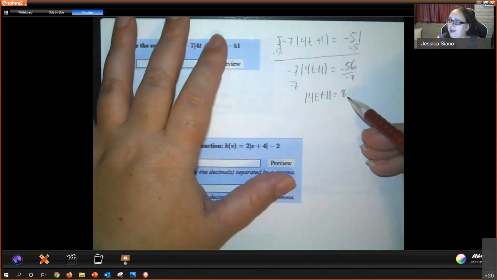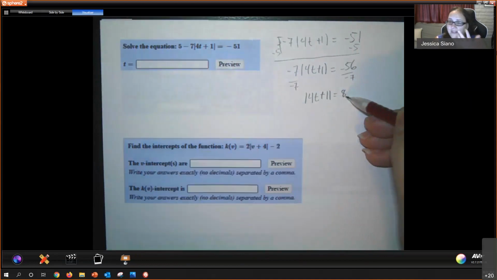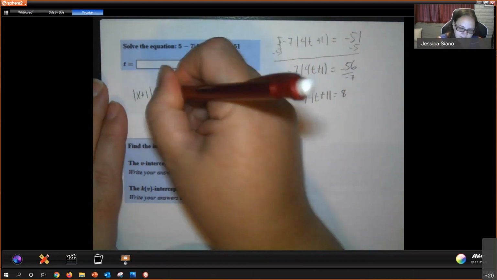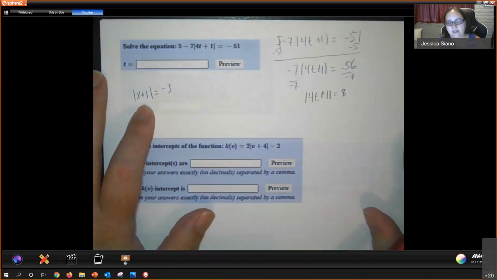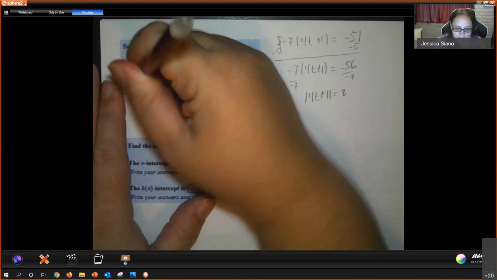Now, a side note: if at some point you wind up with an absolute value equals a negative, you can't solve that. If I had the absolute value of x plus 1 equals -3, I would say there are no solutions, because absolute value always gives me a positive output.